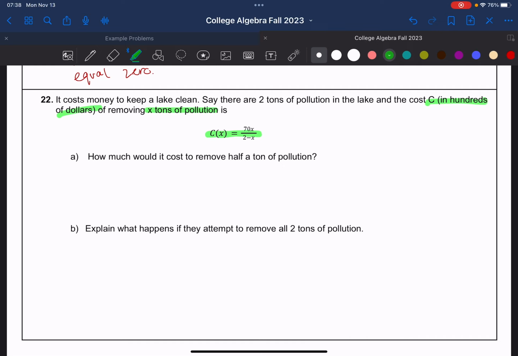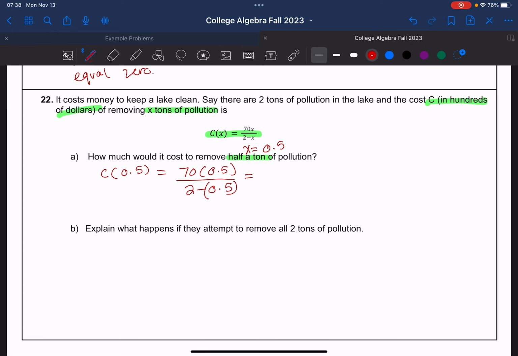Okay, half a ton. So half a ton we can write as what number? Good, 0.5. And pollution is what variable? X. So that means wherever we see an X, we are plugging in 0.5. So C of 0.5 is equal to 70 times 0.5 divided by 2 minus 0.5. Okay. Simplifying this, we get 35 divided by 1.5, which is approximately 23.33.